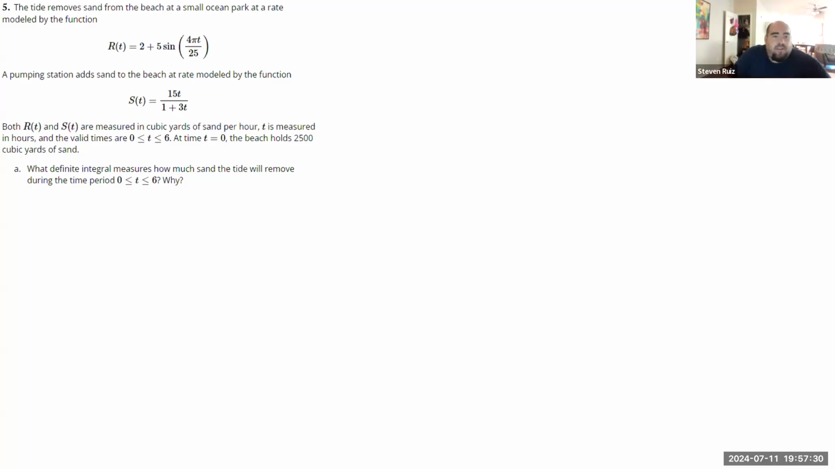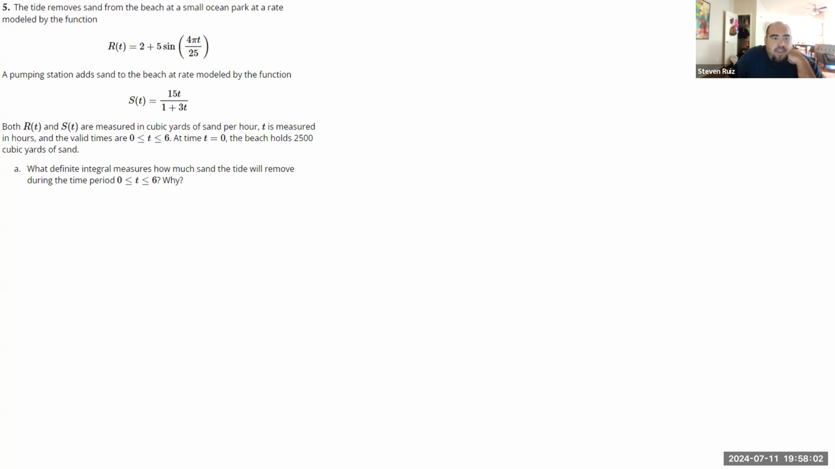All right, this is exercise 5 from section 5.2. So we're given a pair of functions here. Function R represents the rate at which the tide removes sand from a beach, and function S represents the rate at which a pumping station puts sand back on the beach. We're told both of these are measured in the same rate, cubic yards of sand per hour. T is measured in hours, and these functions are valid over a 6-hour span of time.